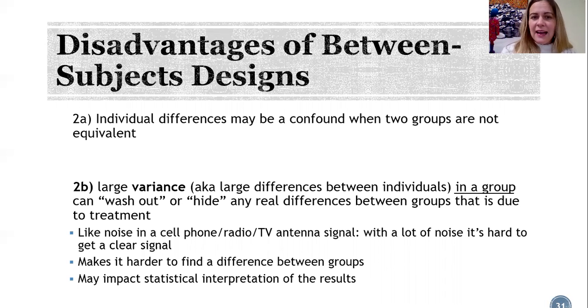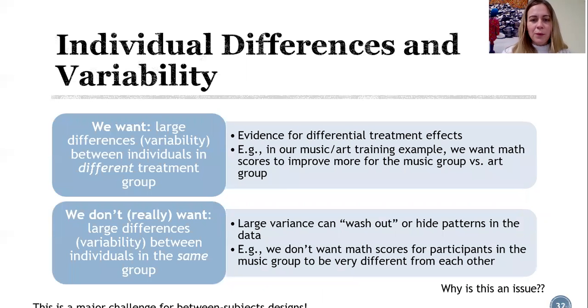This is the same idea as individual variation that might exist within a group. If we've got a lot of noise within our group, a lot of differences between individuals in one group, then it makes it harder for us to know whether there's a difference between groups. So what we want in a study is a large difference between groups. If we go back to the music and art and how that impacts math example, if we really want to show that music makes kids better in math, we would want there to be a big difference between groups in terms of their math skills, but we wouldn't want a big difference within each group.